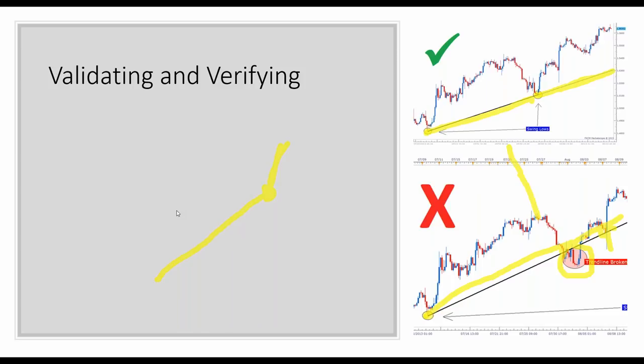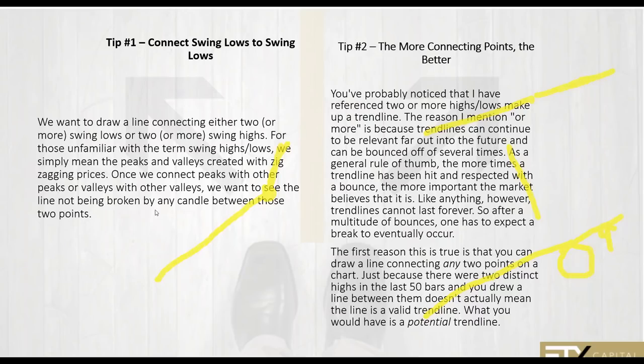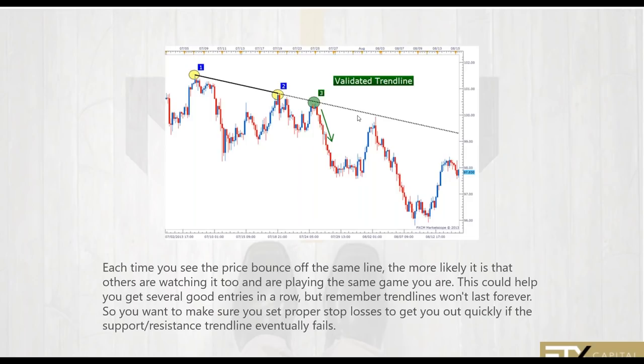So remember, connect swing lows to swing lows. And the more points in common, the better. The longer the trend is run, the better. And remember, you need 3 points. So each time you see price bounce off the same line, the more likely it is that others are watching it too and playing the same game you are.